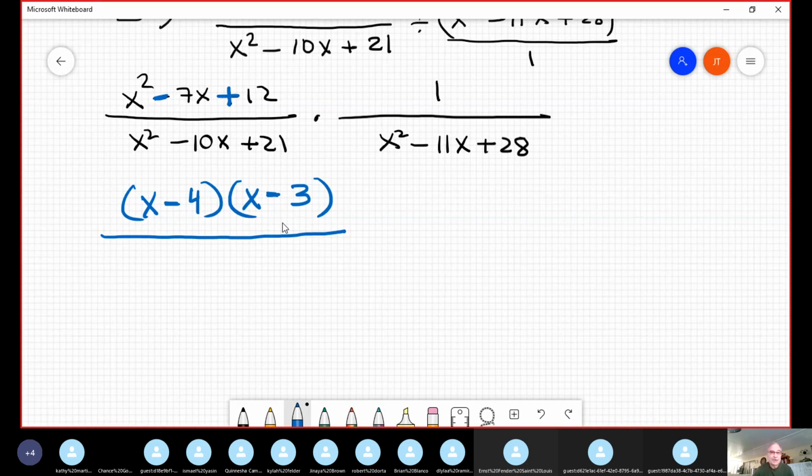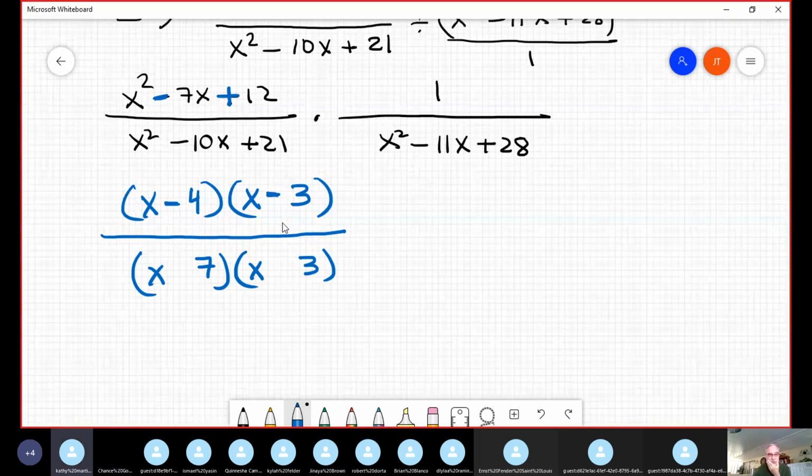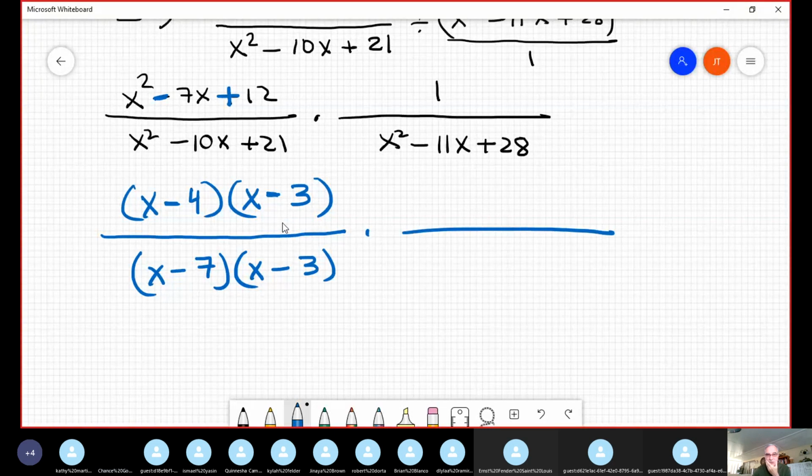And the second one, the bottom: x squared minus 10x plus 21. What is the combination? 7 and 3. What signs? Both minus, negative. Very well. The one is just one. In the last one, what is the combination? 28 is 7 and 4, very well. What sign? Minus, minus.